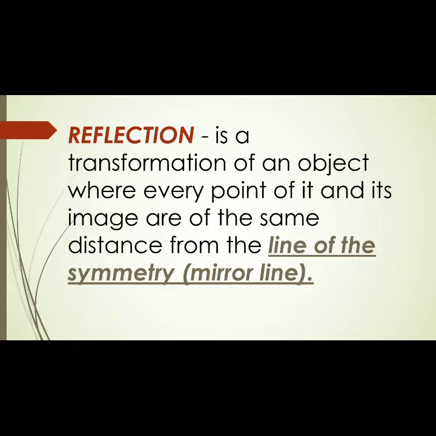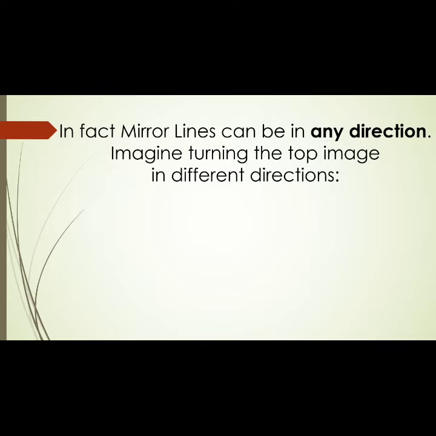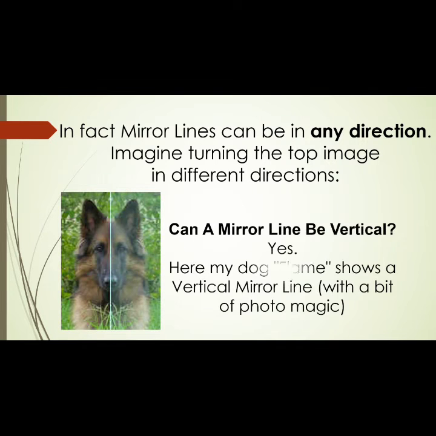What is reflection, by the way? The reflection is a transformation of an object where every point and its image are of the same distance from the line of symmetry. In fact, mirror lines can be in any direction. Imagine turning the top image in a different direction. Can a mirror line be vertical? Yes. Here my dog, Flame, shows a vertical mirror line with a bit of photo magic.